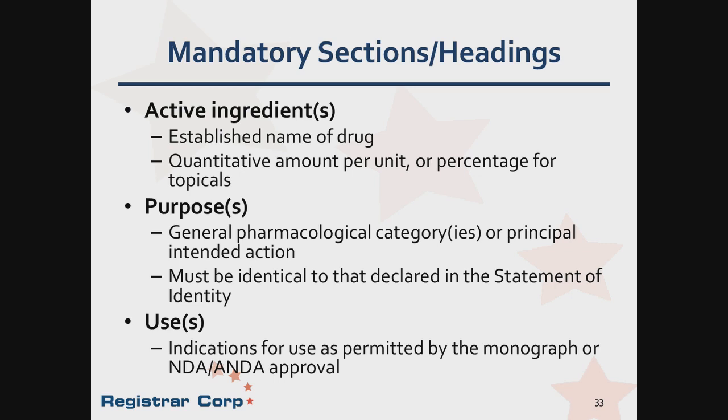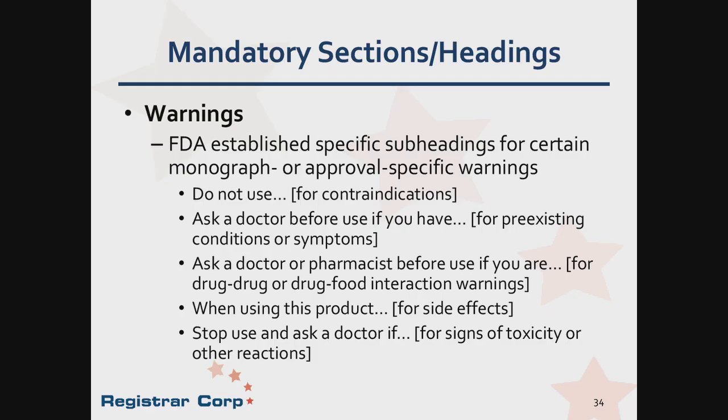Following the purpose, you'll have your uses, which will be the indications for use as permitted by the monograph or the NDA, ANDA approval. The next section that you'll be including will be the warning section. Now, FDA has established specific subheadings in that final rule for certain monograph and approval-specific warnings. So, for example, you'll see these repeated throughout drug facts panels throughout the U.S. marketplace, and these are part of the final rule and must be used. So, for example, you can see you've got "Do not use," which is a subheading for contraindications, "Stop use and ask a doctor if," for a consumer to know for signs of toxicity or other sorts of adverse reactions to the drug, and so forth.